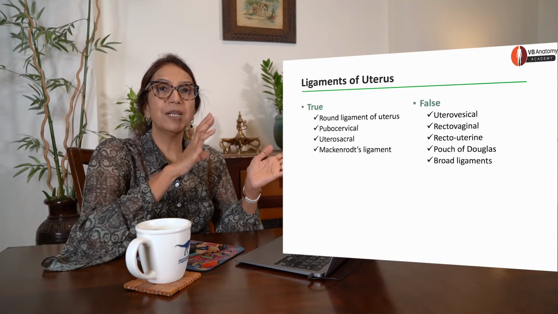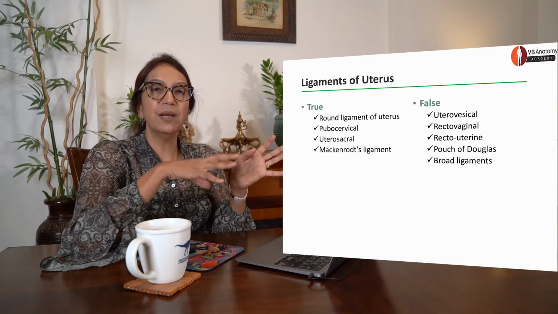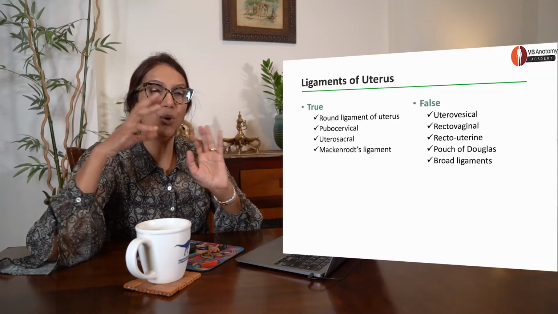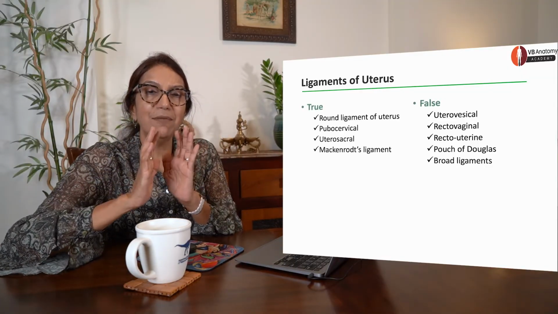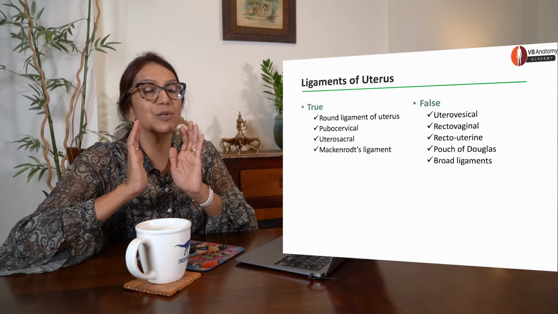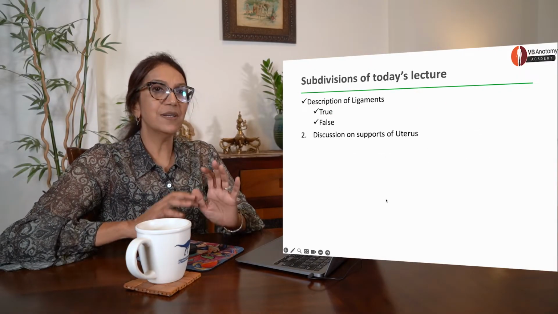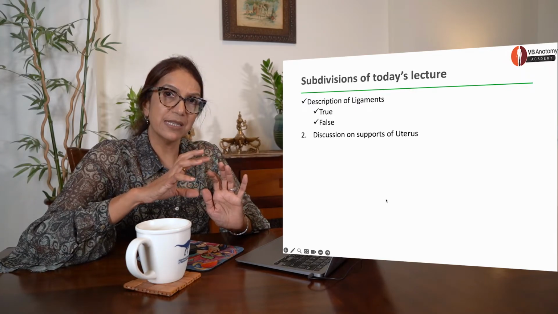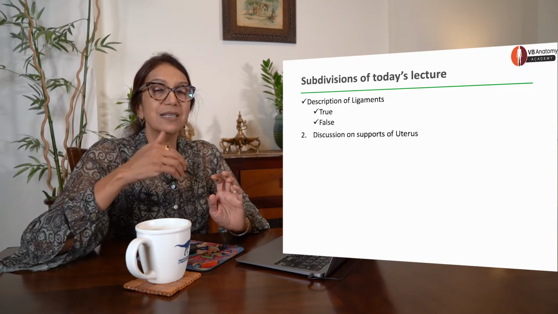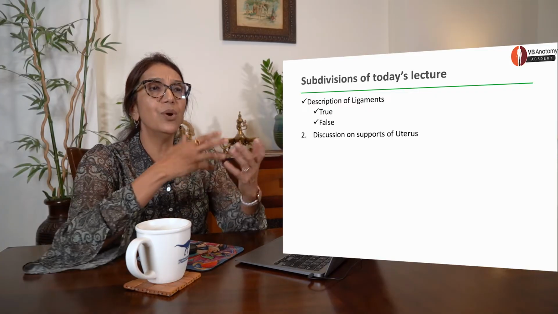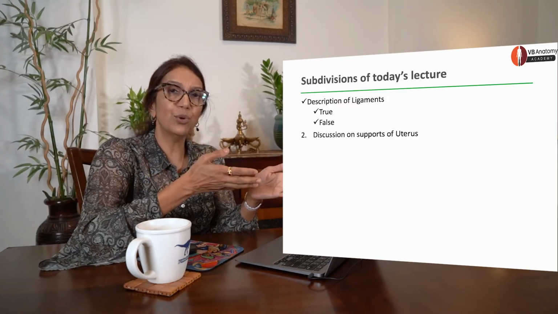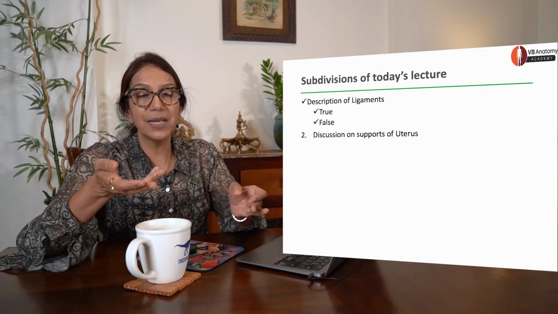So you saw the ligaments of the uterus divided into true ligaments and false ligaments. You also understood that false ligaments have a purpose, but that purpose is not supporting the uterus. So we have now discussed the ligaments of the uterus and cervix, but we have to discuss the supports of the uterus. What are the supports of the uterus? Is it only all these or is there something else?